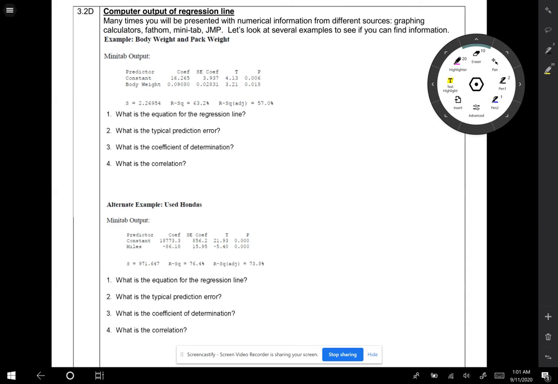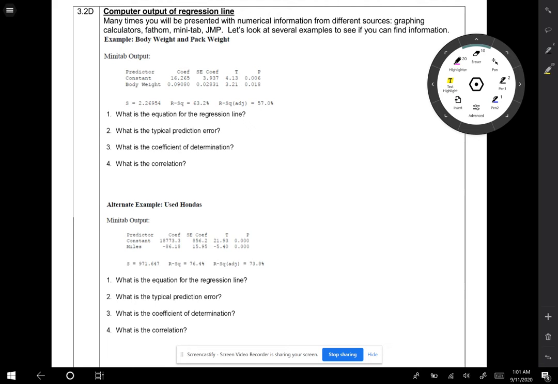Hello, stat students. Today we are going to finish chapter 3 by talking about 3.2D, reading computer outputs, so we can come up with the regression line and important pieces of the regression equation.